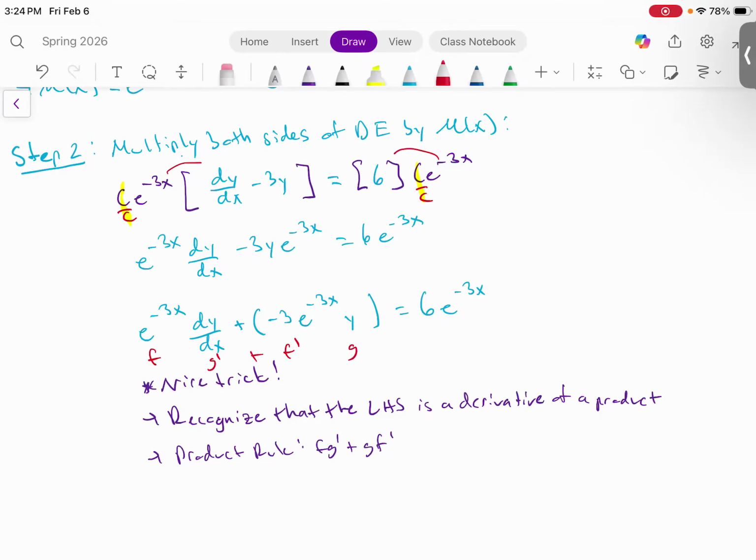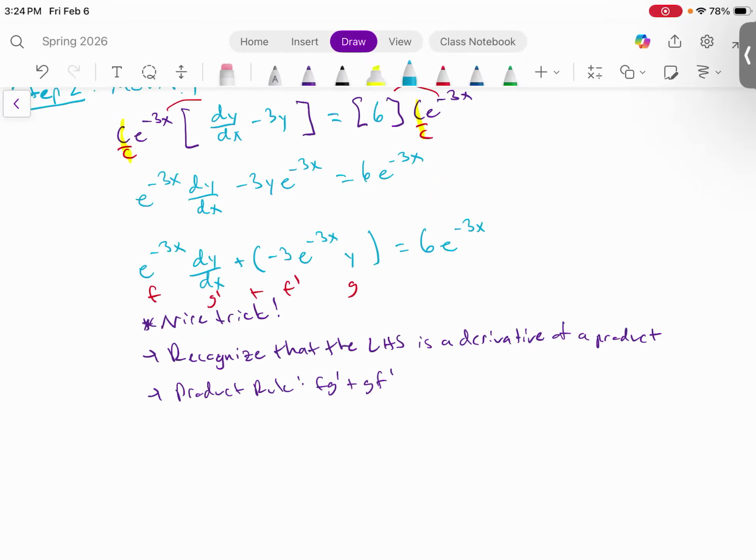So this is a product rule. And what is this the product rule of? Well, it's a derivative with respect to x. That's why we get dy over dx. But it's a product rule of the product e to the negative 3x times y. So this is the derivative of e to the negative 3x y, with product rule.